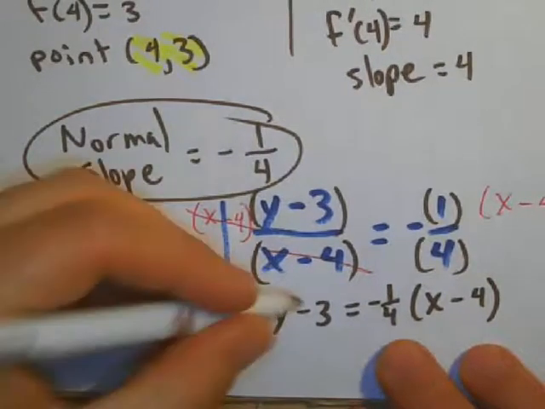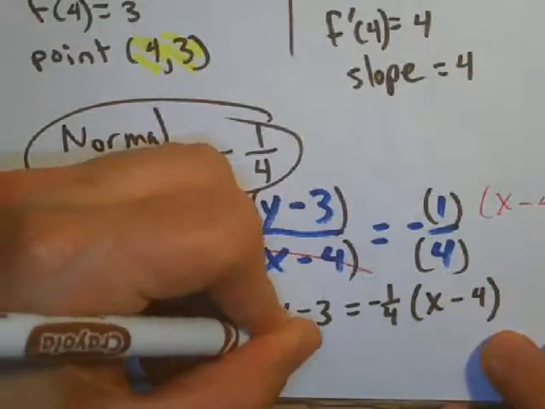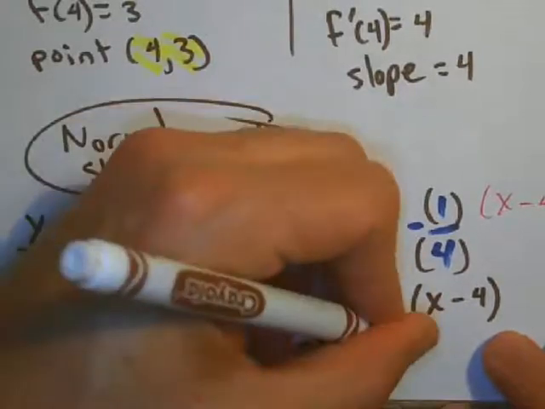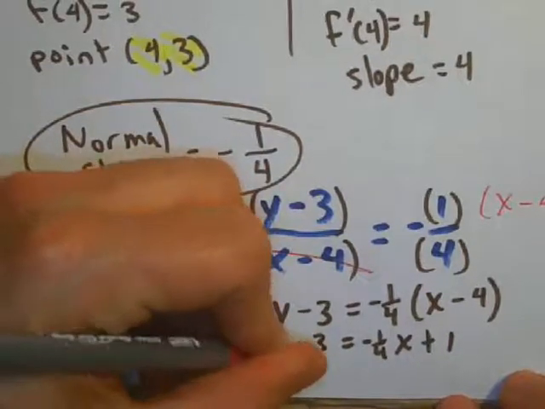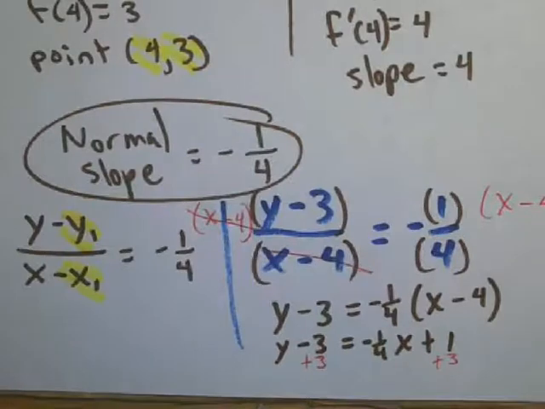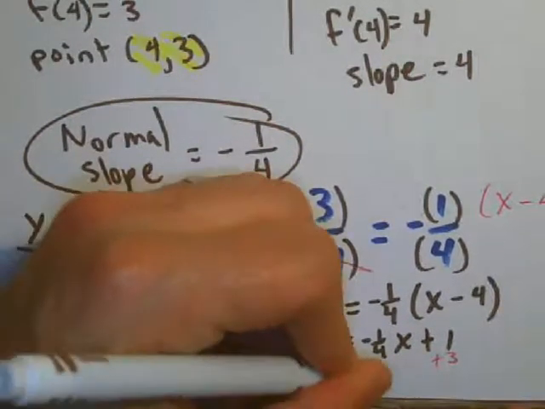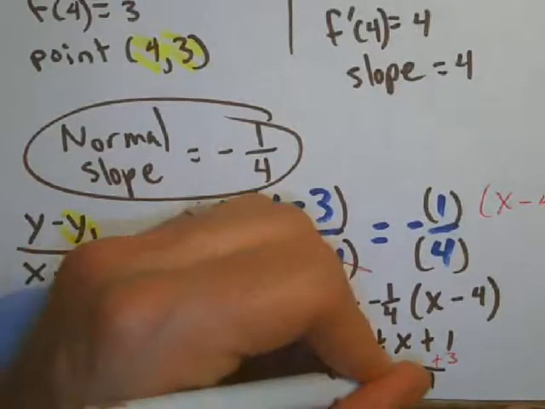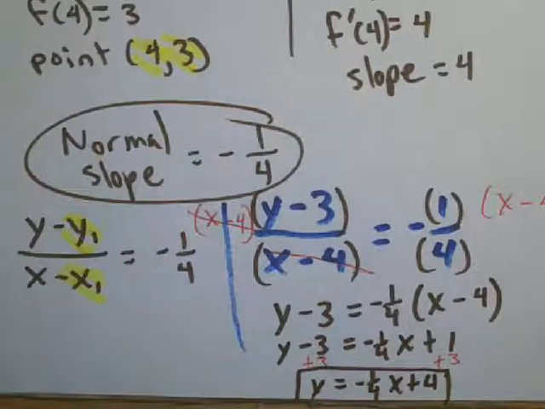Then I do the distributive property with the negative 1/4. y minus 3 equals negative 1/4 x plus 1. The final step is we're going to add 3 on both sides. Then we get y equals negative 1/4 x plus 4. And that is the equation of the normal line. Let's do another example.